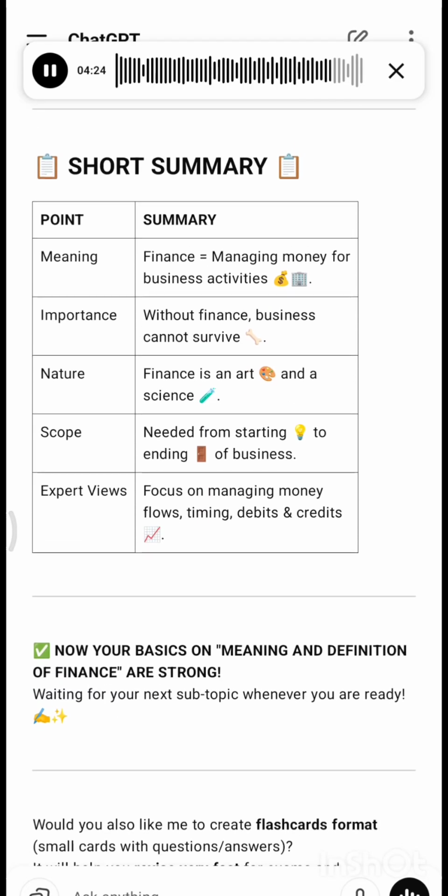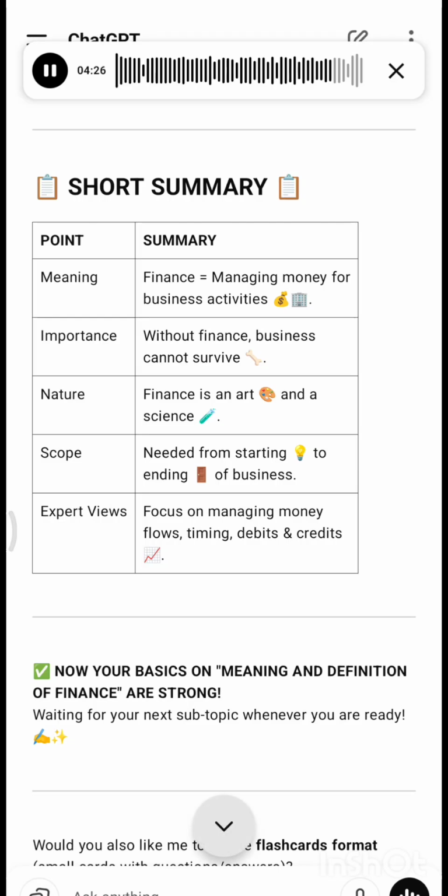Short summary. Meaning: finance equals managing money for business activities. Importance: without finance, business cannot survive. Nature: finance is an art and a science. Scope: needed from starting to ending of business. Expert views: focus on managing money flows, timing, debits, and credits. Now your basics on meaning and definition of finance are strong. Waiting for your next subtopic whenever you are ready.